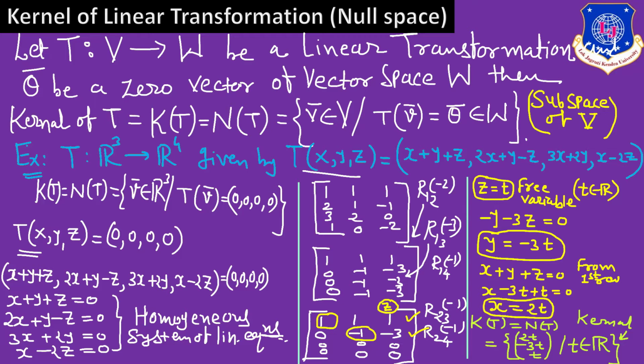So it can be written as (2t, -3t, t). It is a solution in one parameter. So it is a line in R^3.